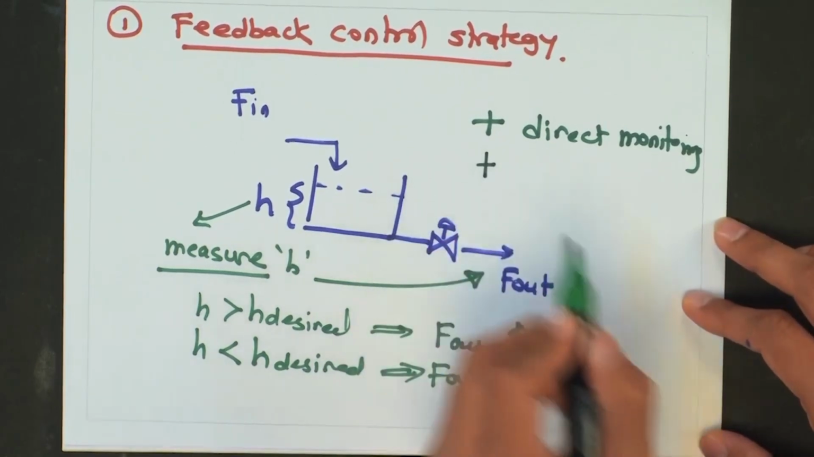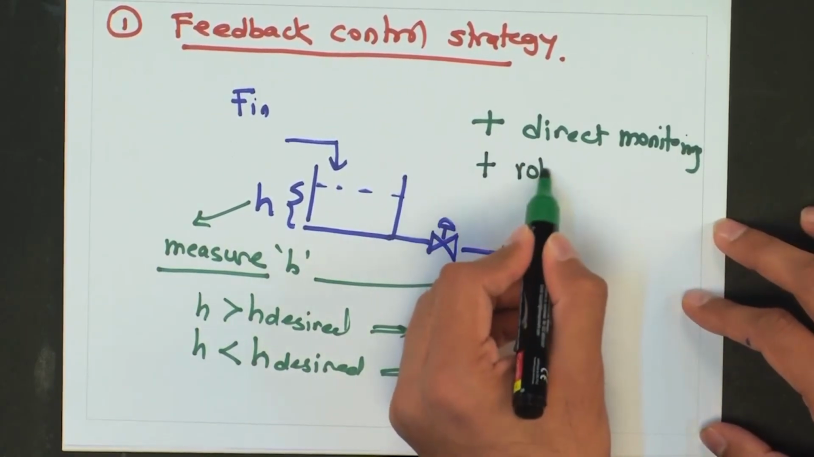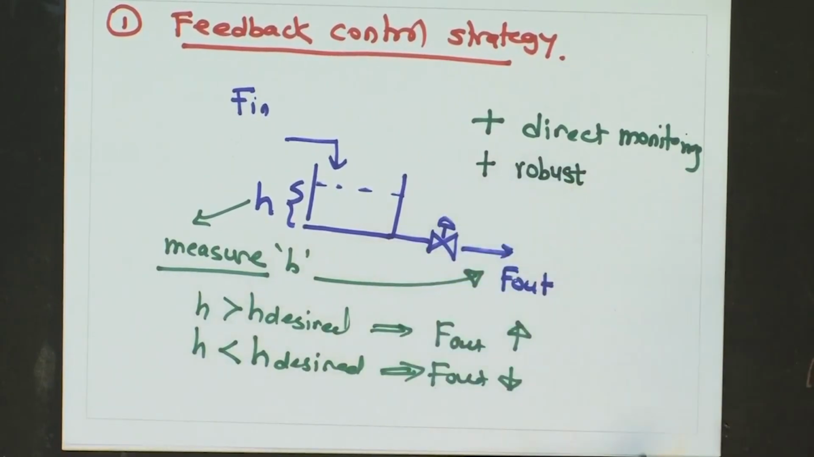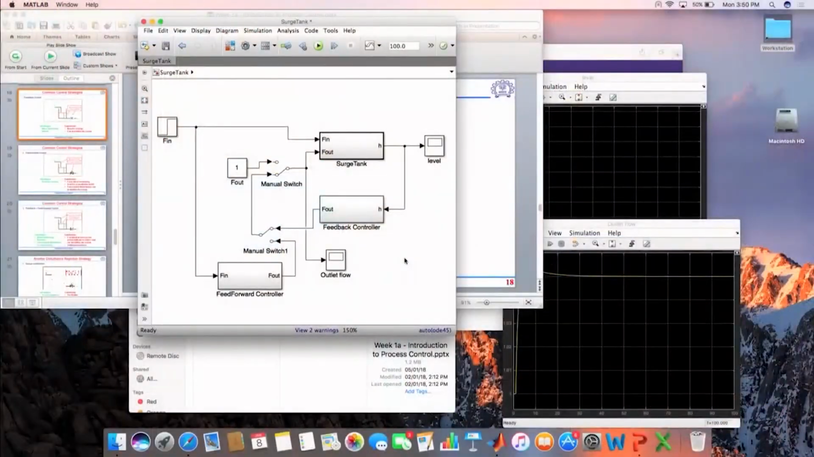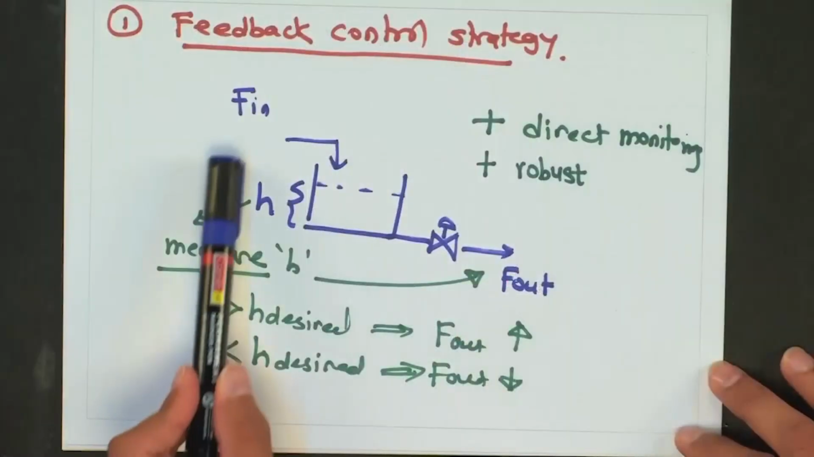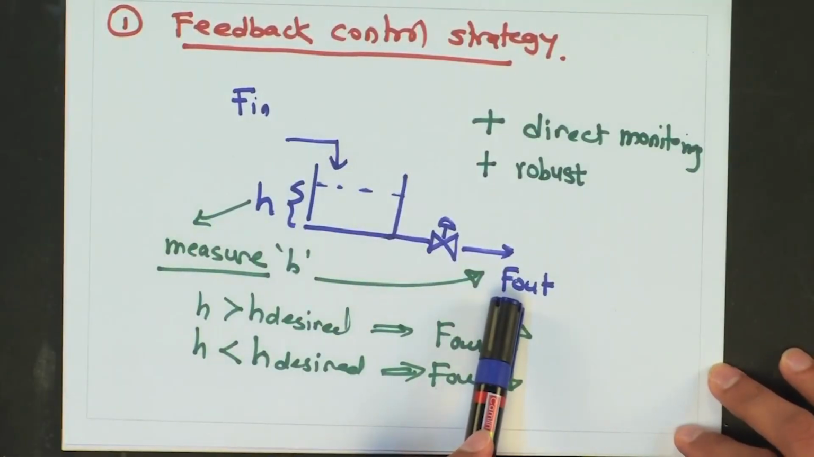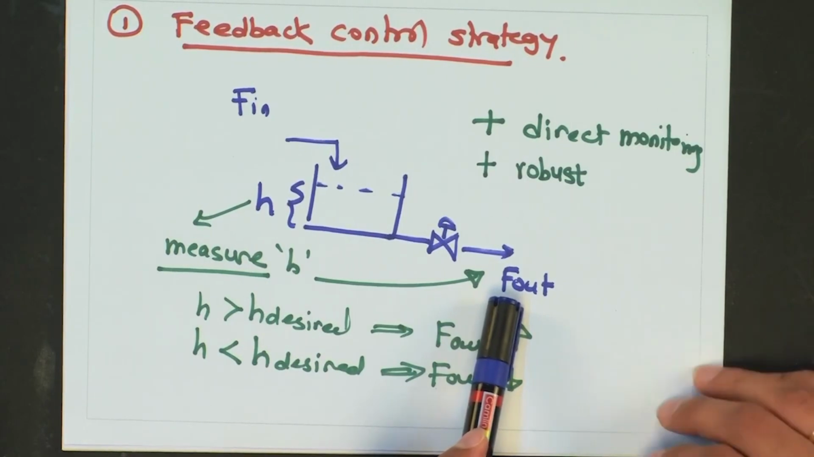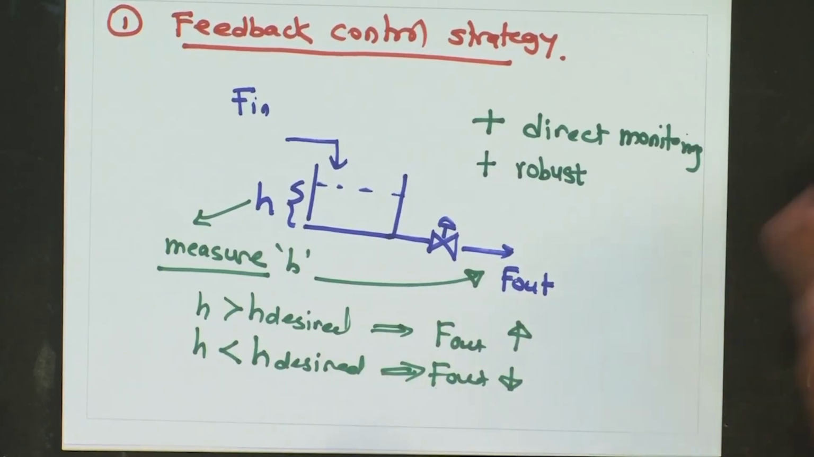The second advantage of a feedback control strategy is that it is robust. So, let me explain that again by going through the simulation. We have this surge tank, and we said that there is one inlet and one outlet. There is no control over the inlet, and the outlet can be manipulated to maintain the height. Now, let us say there is a small leak inside this tank.